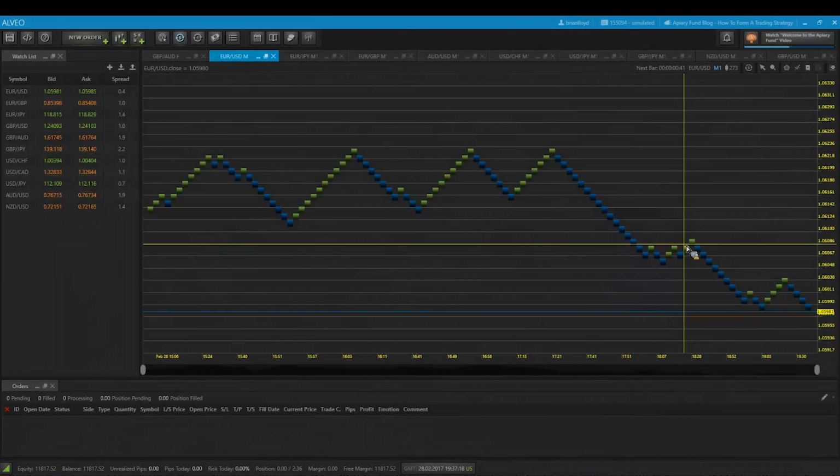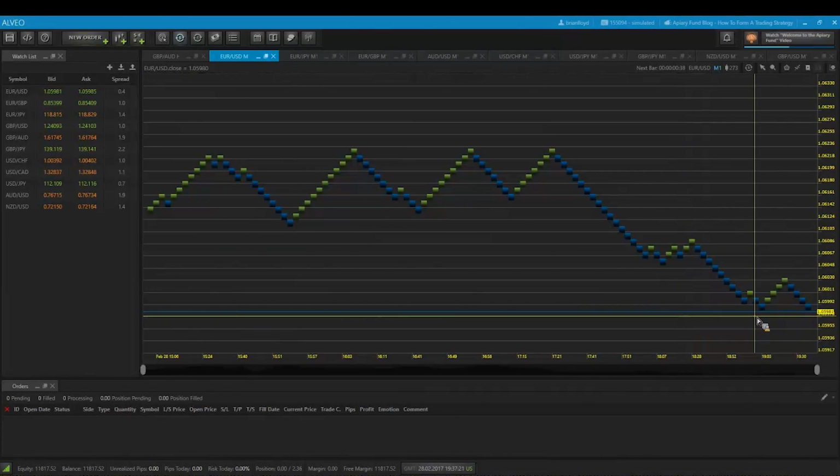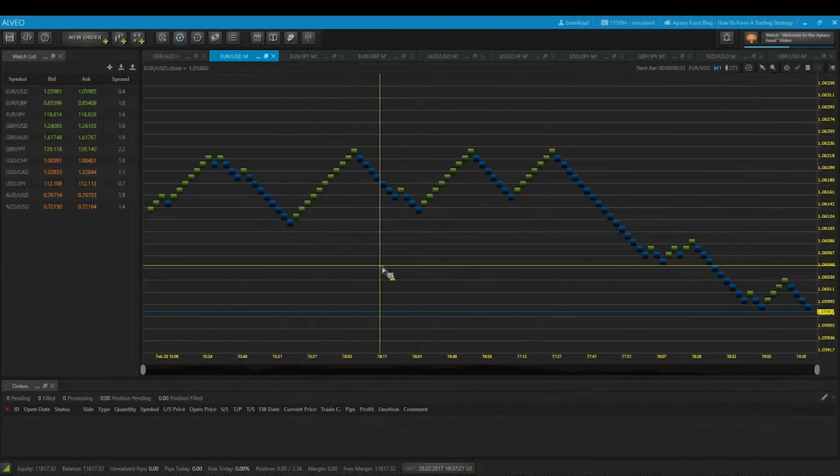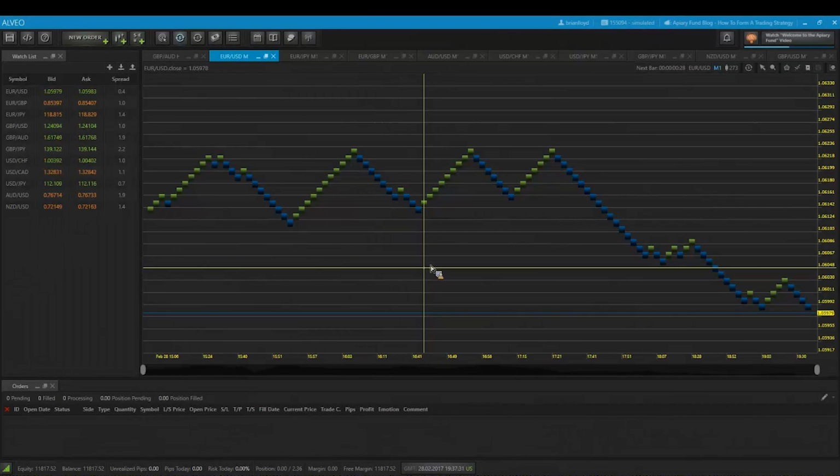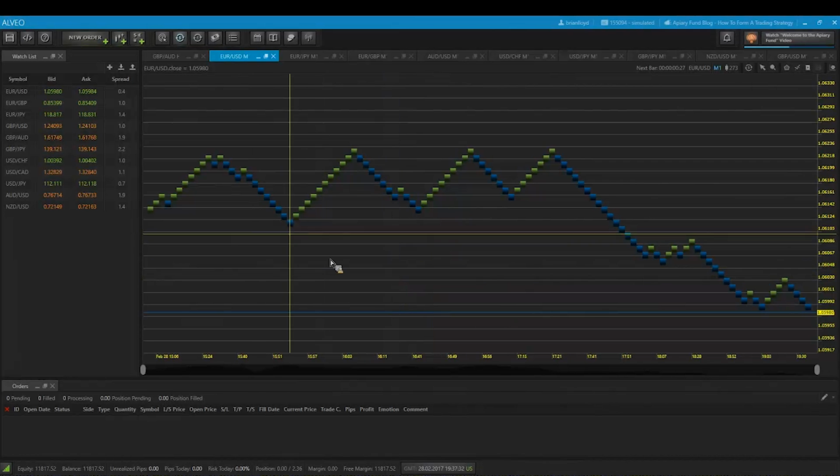Okay, so this right here is the 15-minute. It's going to look the same. It's all just kind of Renko bricks on a chart. This is the 1 minute. Okay, so on the 1 minute, you're going to be looking at something like this.